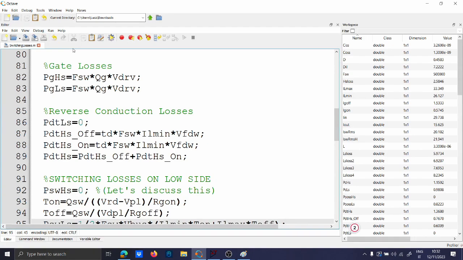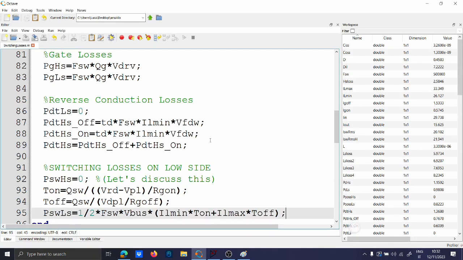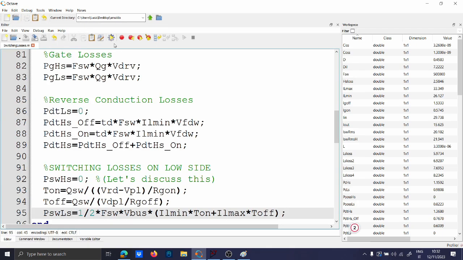Now, if you run the script, you see that, let me use preferences. Let me run the script.